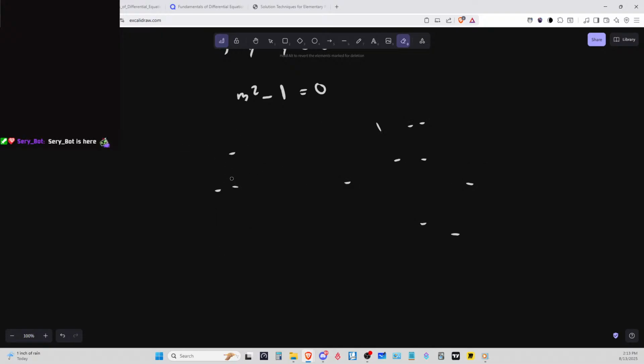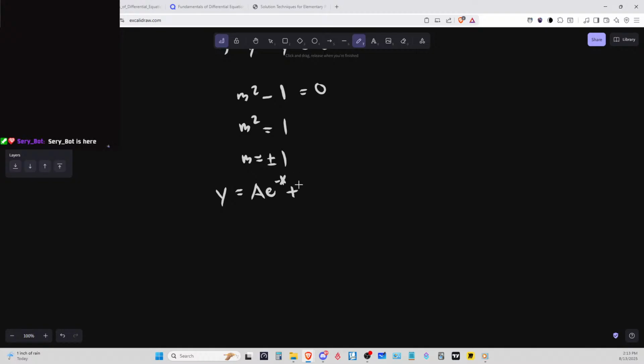Okay. Let's erase all this. So technically it's supposed to be like this, and then plus and minus. That's why it was off. So then we have a minus x and b x.